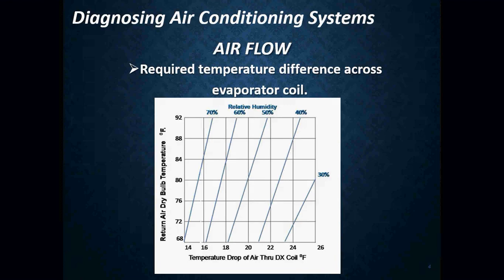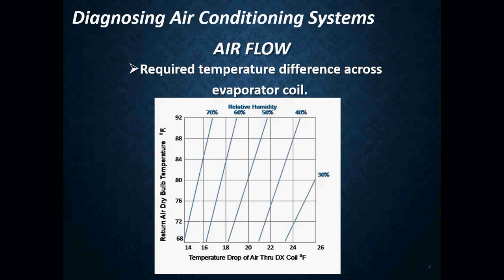As that air goes across that cold evaporator, I am going to be removing sensible and latent heat from the air. I want that air to be colder as it comes out of my supply. But I can't have my supply temperature difference too great or too little. It has to be within a certain range.